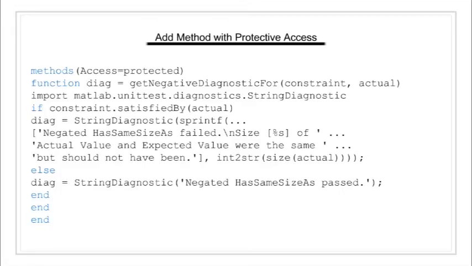This is because this class has been derived from the Boolean constraint class and it needs to implement the get negative diagnostic for method. This method must provide a diagnostic object that is expressed in the negative sense of the constraint. This means that if the constraint is satisfied, then it will pass a string that says negate has same size as failed, as actual and expected values should not have been the same. This you can see here in the code. So this message is like the opposite of get diagnostic for method.